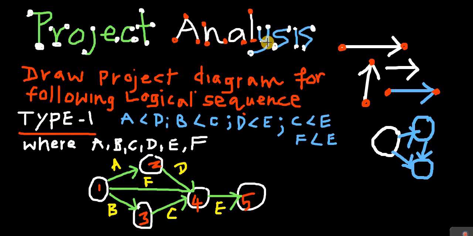So we are taking one problem now. We have to draw a project diagram for the following sequence. Now, what are A, B, C, D, E? A, B, C, D, E are activities. That's what you have to understand. They are activities.